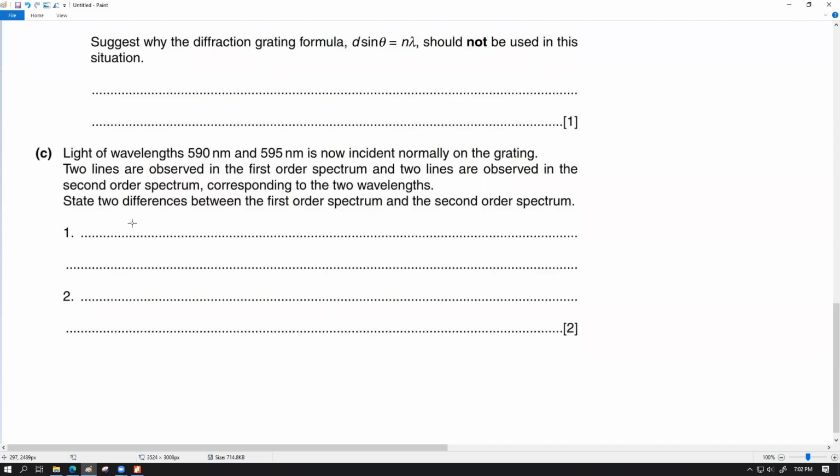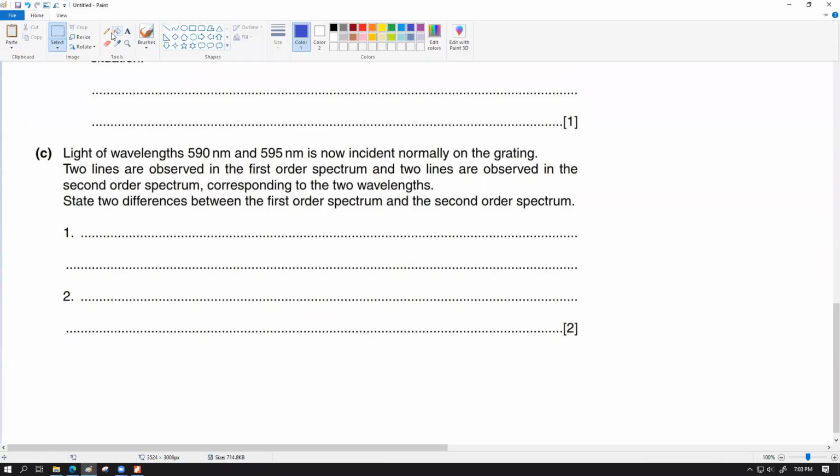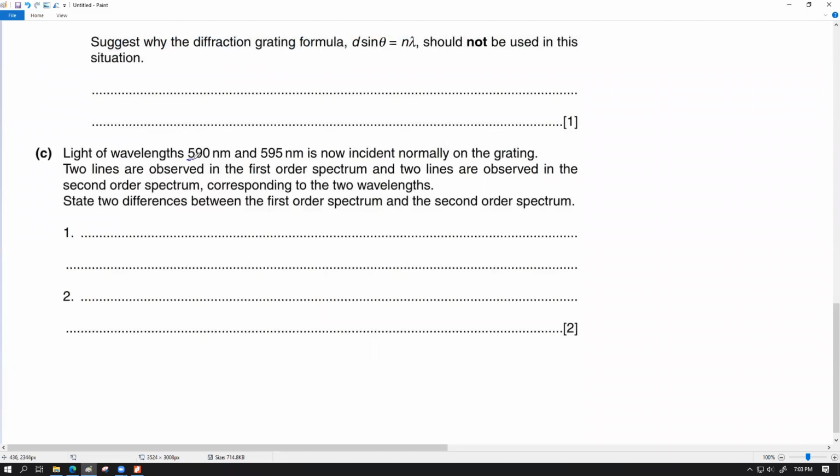It goes without saying. And then they are asking us to give two differences. So what is the other difference we can expect from these two wavelengths? These two wavelengths are going to give us what kind of figure? Should the first order maxima and second order maxima overlap onto each other, or should they be slightly different from each other? What do you think?